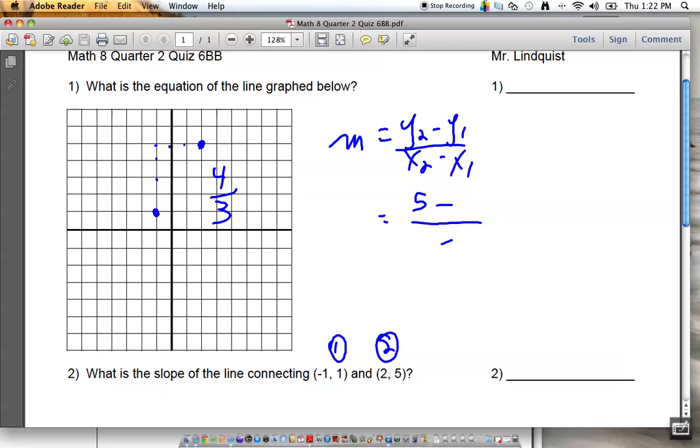I want to hear everybody involved. Listen, if your brain is not engaged, you can't learn. You've got to get yourself involved. One great way to force yourself to be involved is to answer questions out loud. What's the y from the first point? 1. Good. What's the x from the second point? 2. What's the x from the first point? Negative 1. Nice. 5 minus 1 is? 4. 2 plus 1 is? 3.